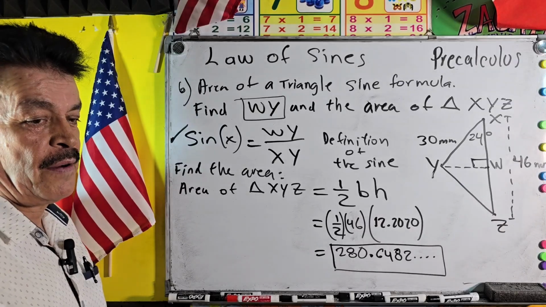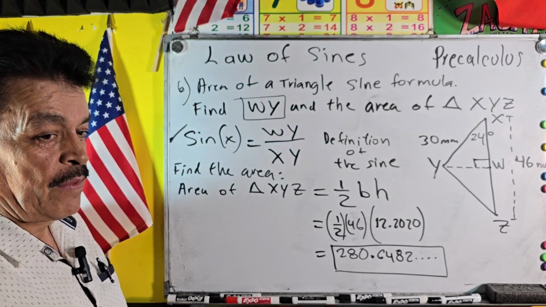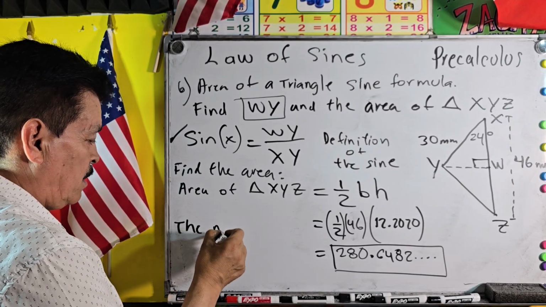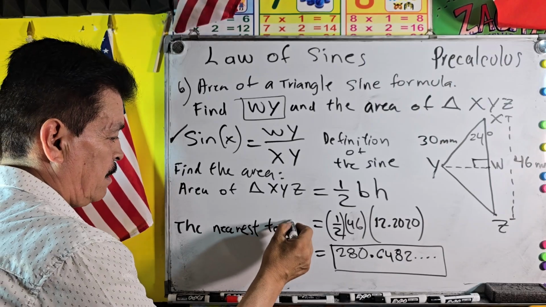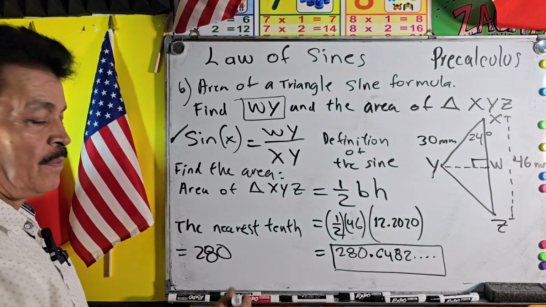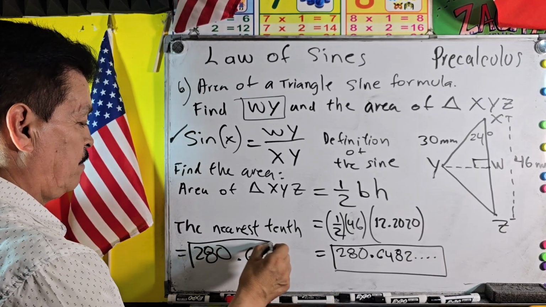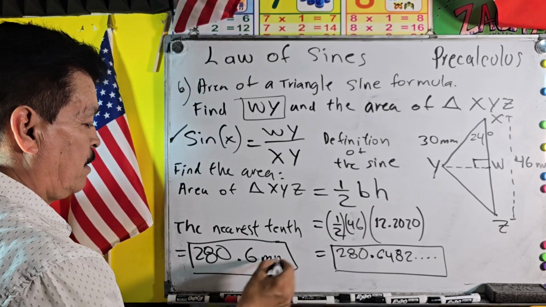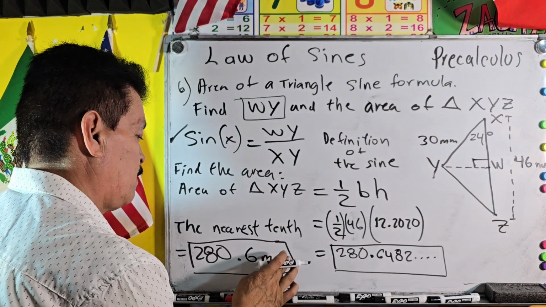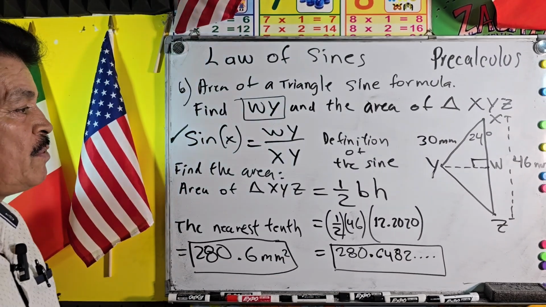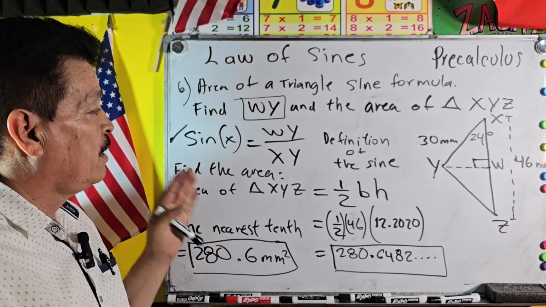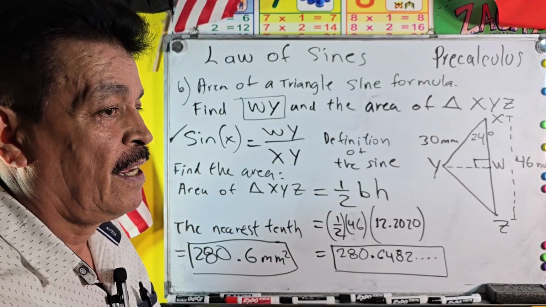That's the area. Notice the area is equal to 280.6 square millimeters, right? Remember, square millimeters. So that was the answer. Area of the triangle using the sine formula. Remember, I gave you the sine formula and how to apply it to find the area of this little triangle. Okay, so that's it.